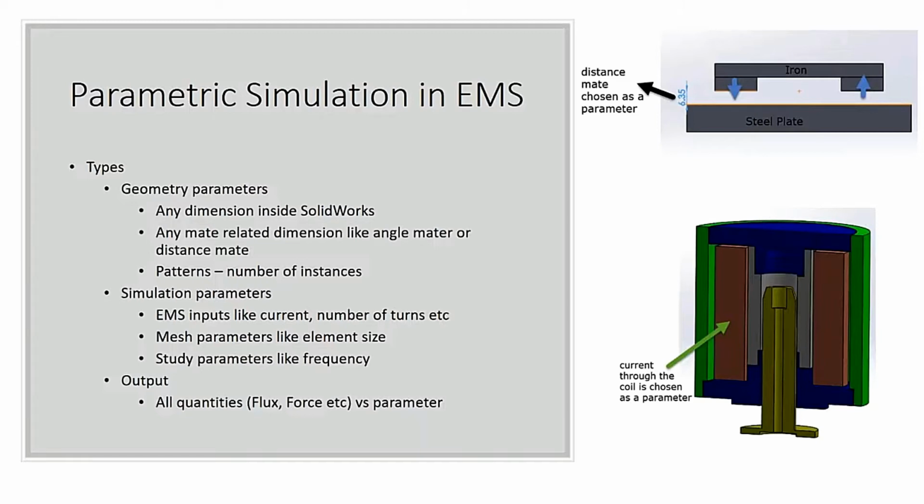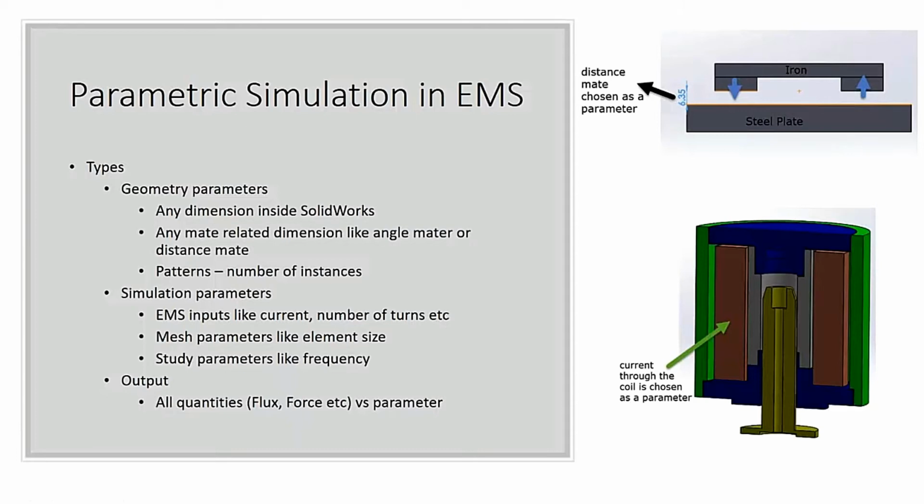There are two major types of parametric simulation inside EMS. One can have any geometry related information as a parameter. For example, if you look at the figure on the right hand top corner, I can have a parameter such as the distance mate in SolidWorks. So a distance mate can be a distance between two components, and you can use that as a parameter. Any dimension variable in SolidWorks can be set up as a parameter.